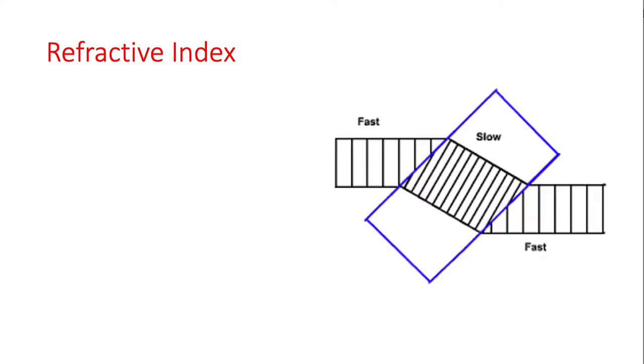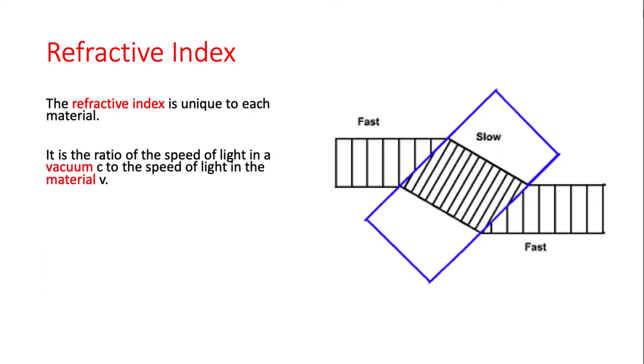If we look a little bit more closely at refractive index, however, it actually has another equation which helps to define the refractive index. First things first, the refractive index is unique to each material. So glass and water, perspex all have their own refractive index. The way that we actually define the refractive index is by taking the ratio of the speed of light in the vacuum, c, 3 times 10 to the 8 meters per second, to the speed of light in the material, v. In other words, n is equal to c divided by v.